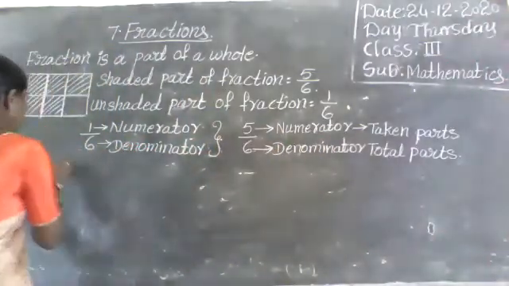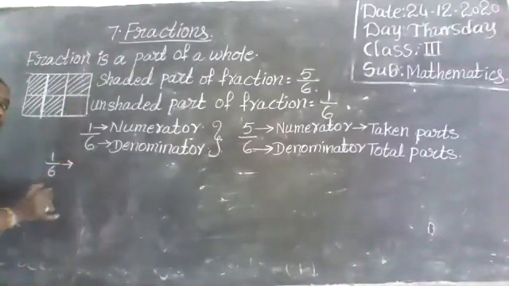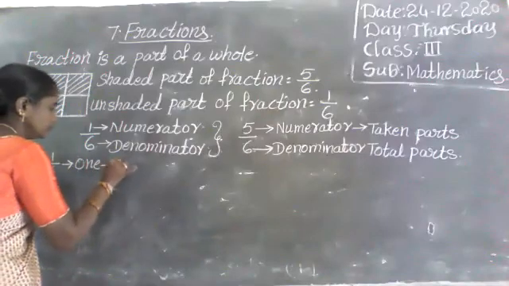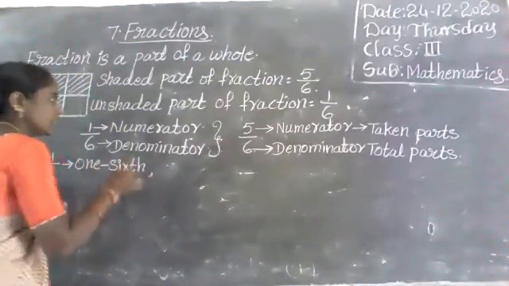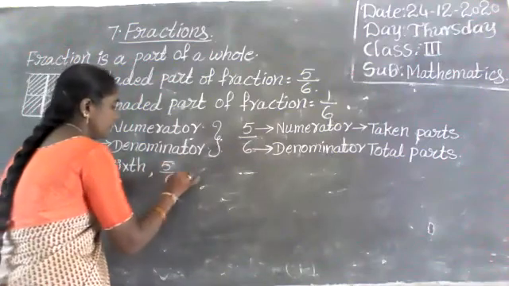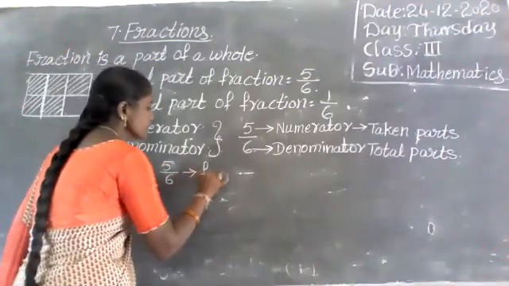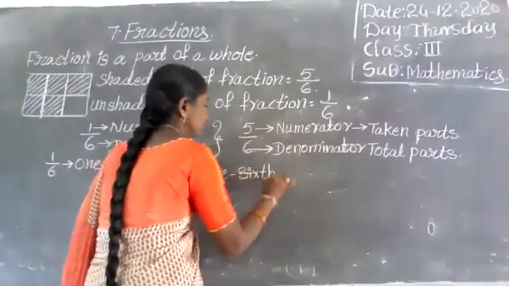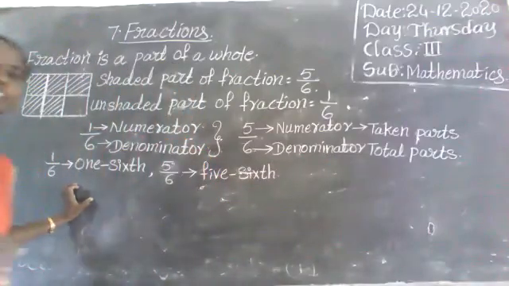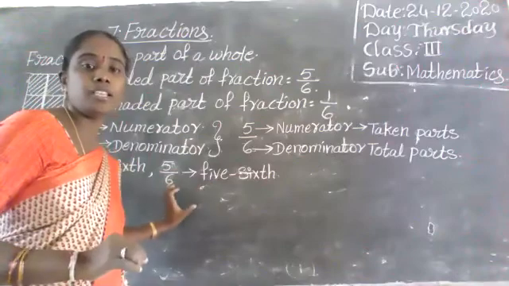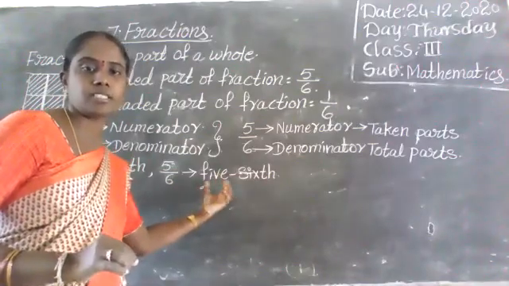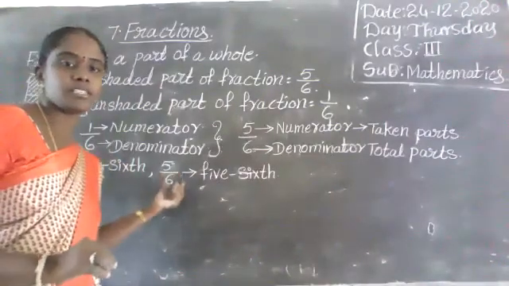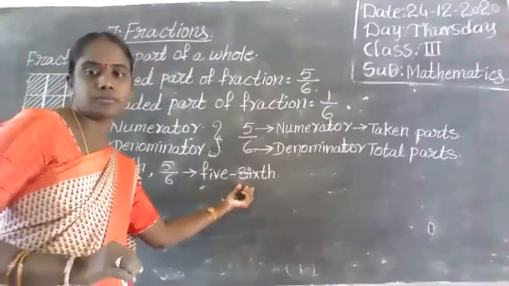Next, this 1/6, we have to write 1/6. Next, 5/6, we can write in words as 5/6. This is 1/6. This is 5/6. How can we write it inverse? This is inverse writing. Next, this one also 1/6 is 1/6. Next, 5/6 is 5/6. Okay.